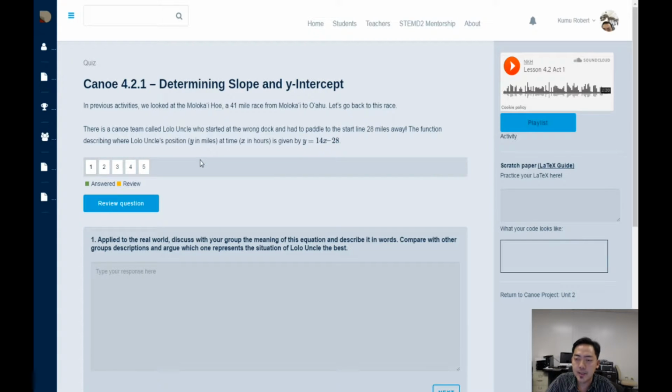The first canoe team that we'll be looking at is Lolo Uncle. This team consists of a bunch of irresponsible uncles. They accidentally went to the wrong dock at the start of the race, so they actually started 28 miles away. The function that describes the position y with respect to the time x is given by this.